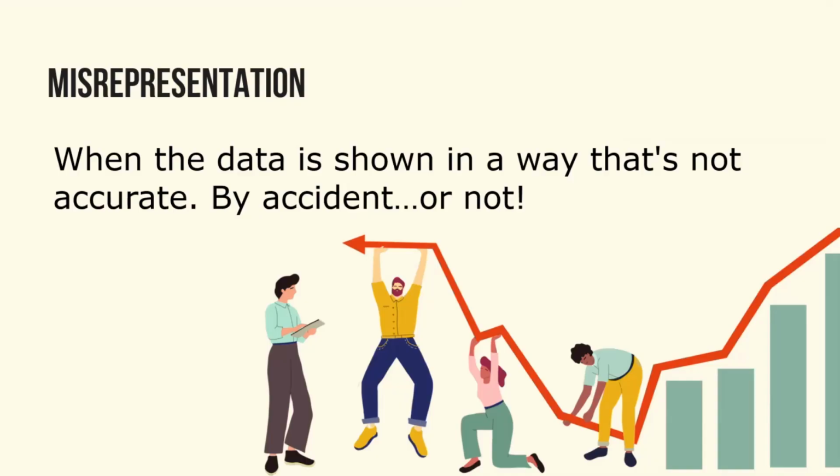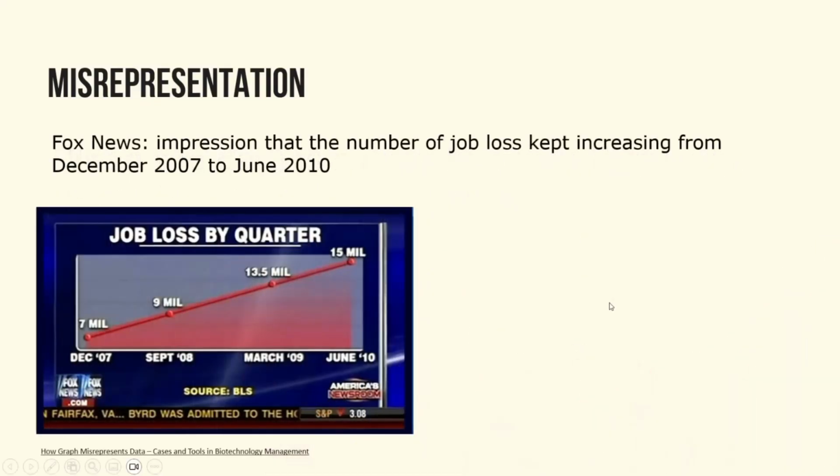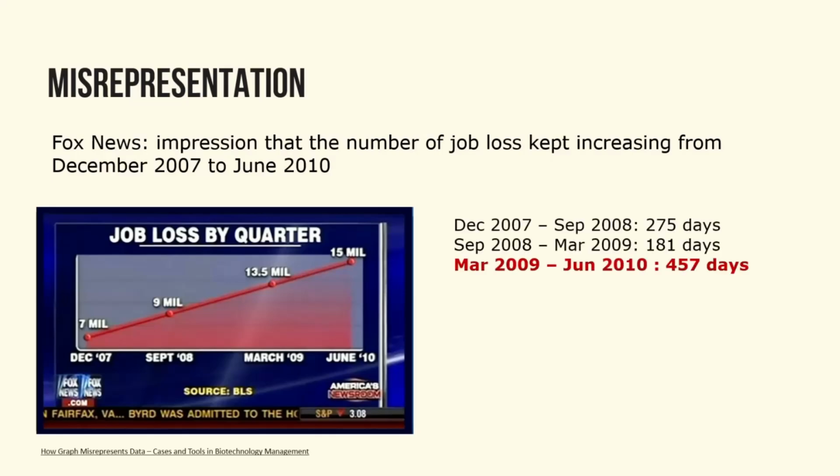So let's get started with misrepresentation. This is when the data is shown in a way that is not accurate, and that can be by accident or not. Here is an example from a news channel, Fox News, which gave me a lot of material for this session. When we look at this visual, it's about job loss by quarter. There is an impression here that the job loss kept increasing steadily from December 2007 to June 2010. But let's have a look at the axis.